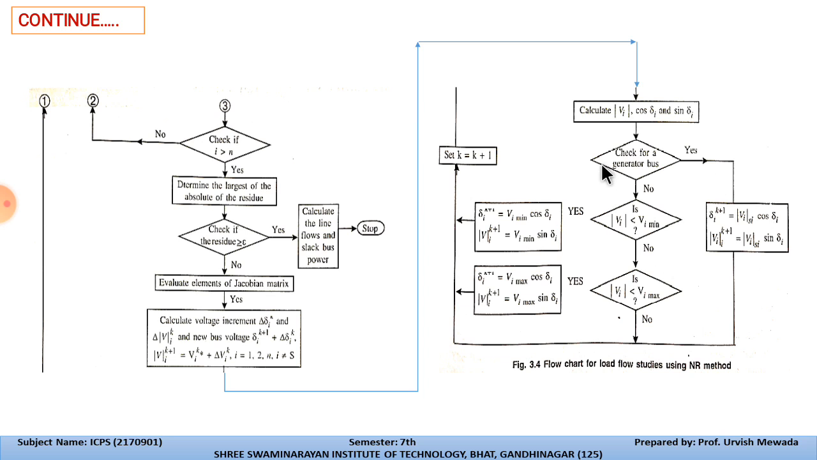If the generator bus check is no, then again we check the condition, that is Vi less than Vi minimum. If it is no, then it checks that Vi is less than Vi maximum, and if it is no, then it will follow the step k is equal to k plus 1 path. If it is yes, then it will calculate delta k plus 1 of Vi minimum and Vi maximum for the respective conditions. So this is the flow chart of the NR method, and once we solve an example related to this, it will be more clear.